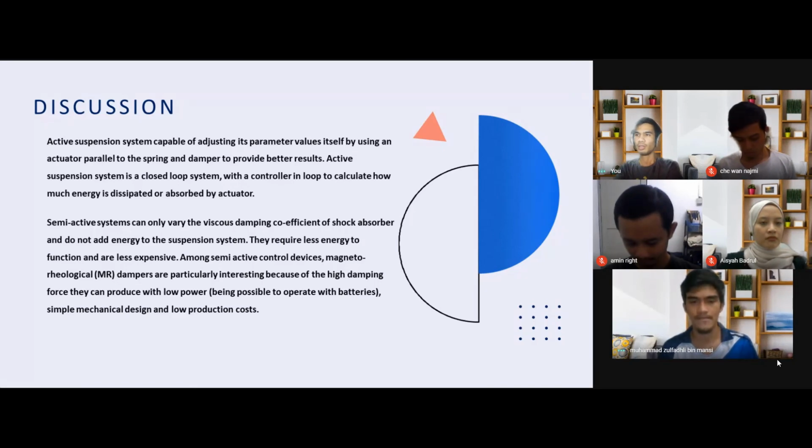Among semi-active control devices, magnetorheological (MR) dampers are particularly interesting because of the high damping force they can produce with low power, being possible to operate with batteries, simple mechanical design, and low production cost.